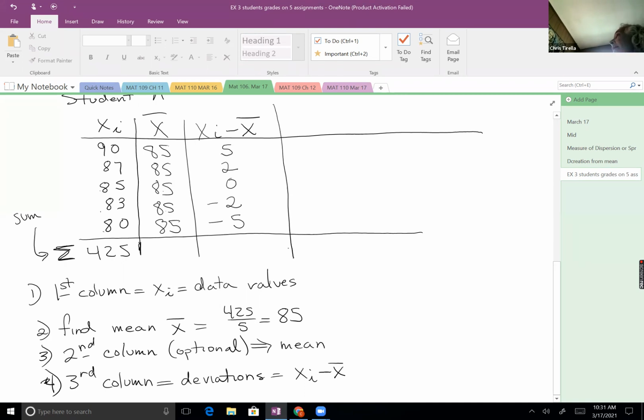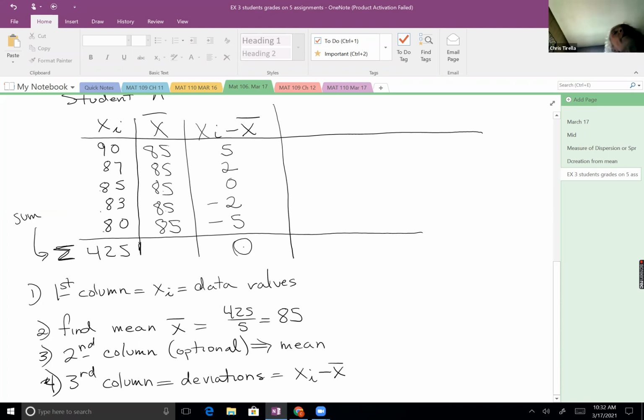And we had said that the standard deviation is like an average of the deviations. And so if those are my deviations, in order to find the average, I add them. So could somebody go ahead and add that column for me? I got 0. Yeah. I got 0 too.